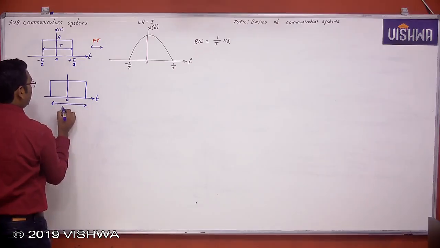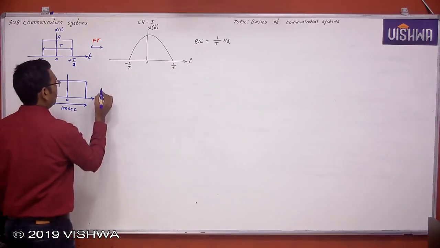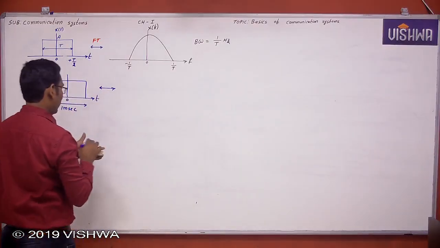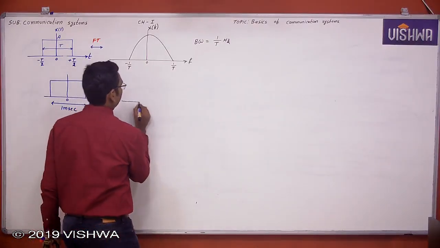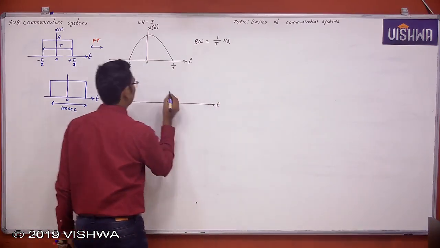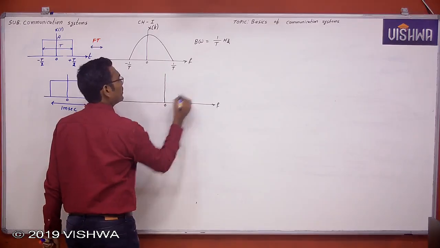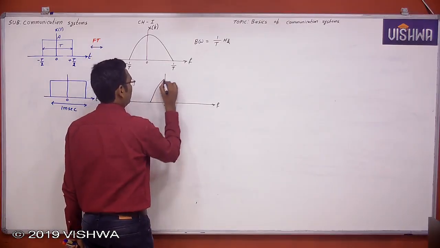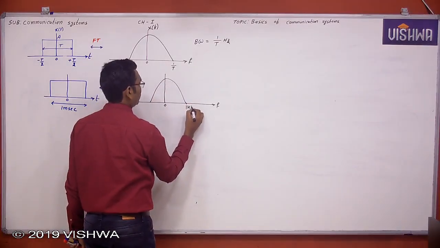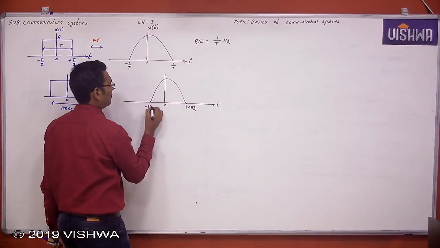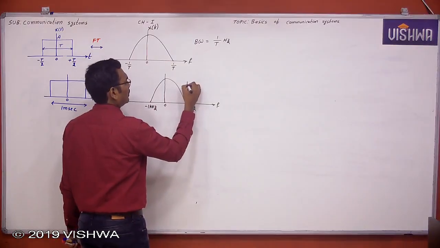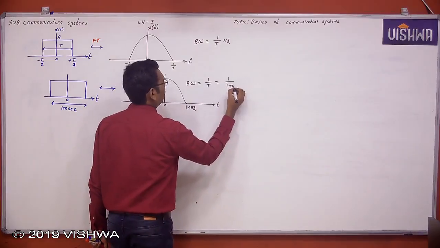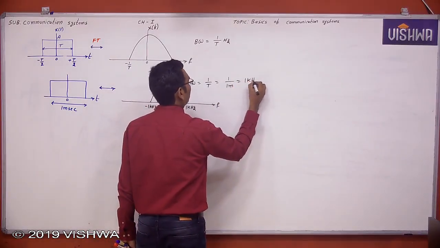1 millisecond. Now this is the bandwidth, where the pulse width is 1 millisecond, and bandwidth is inversely proportional to pulse width. 1 millisecond inverted, therefore this is nothing but 1 kilohertz. Bandwidth, which is inversely proportional to pulse width, is equal to 1 by 1 milli, which is equal to 1 kilohertz.